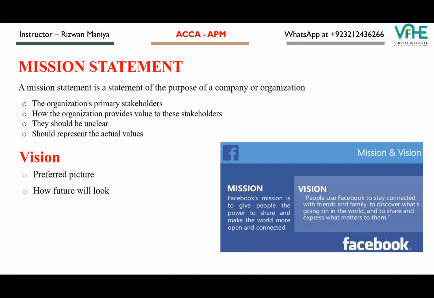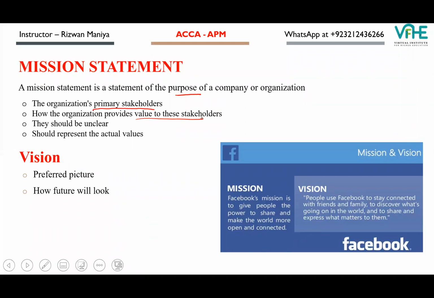So friends, this is the most important thing. As always, mission statement of an organization, vision of an organization. I always tell everybody that mission and vision are the key things for any organization. Understanding mission is extremely important because mission basically indicates the purpose of the company, its reason for existence. It tells its primary stakeholders for whom the organization actually exists, okay? And how the organization provides value to these stakeholders.